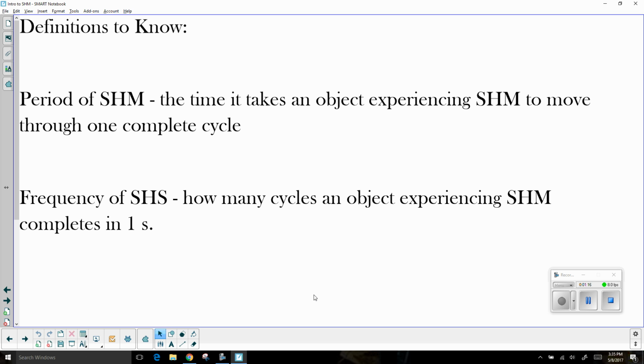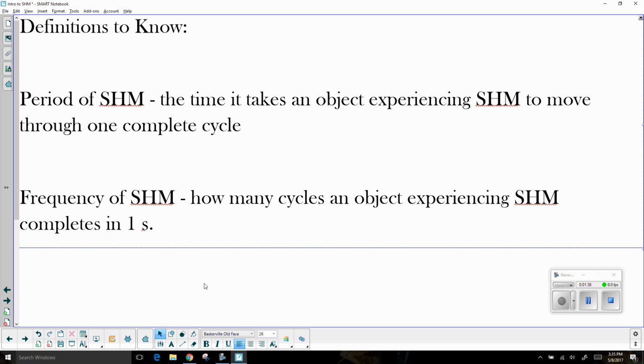Here it is in definition form. Period of simple harmonic motion is defined as the time it takes an object experiencing SHM to move through one complete cycle. Frequency is going to be the inverse relationship of the period. So frequency of simple harmonic motion, we'll change that to SHM, is how many cycles an object can experience in 1 second. So these are inverse relationships of each other, which will be seen in these formulas.